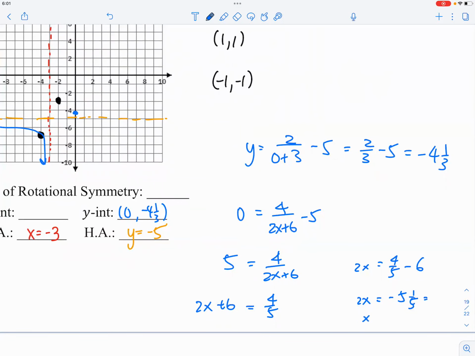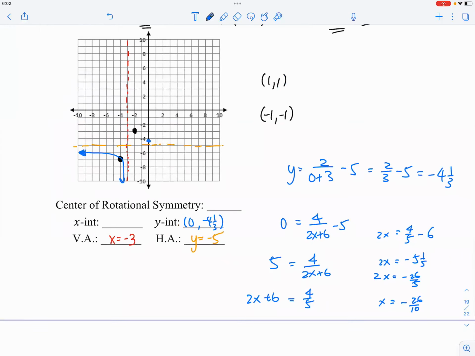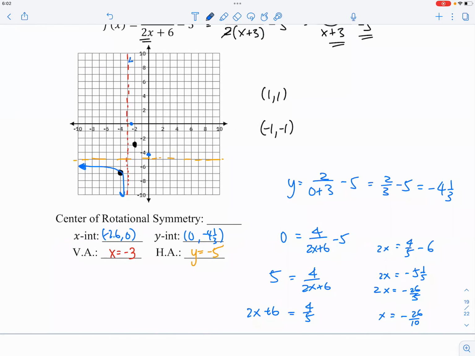And let me go ahead and make this into an improper fraction because I have to divide it by 2. So that would be -26/5, because 5 times 5 is 25, plus 1 is 26. That's what 2x is equal to. So x is equal to -26/10. So -2.6 it is. So (-2.6, 0), which is right around here, which makes sense, okay?